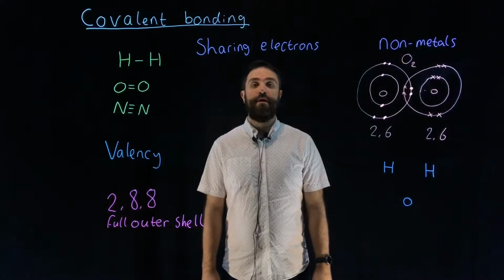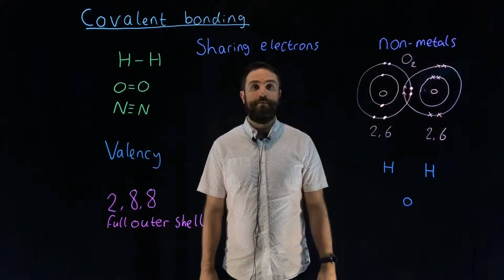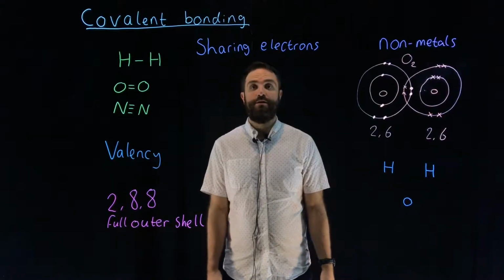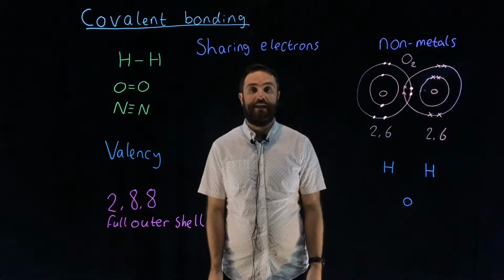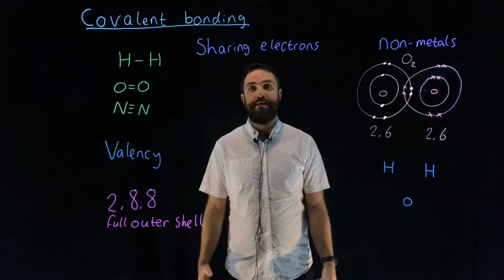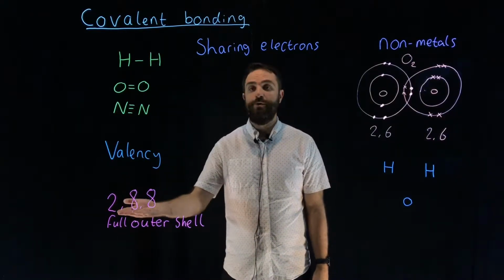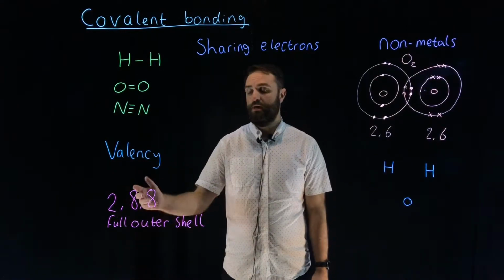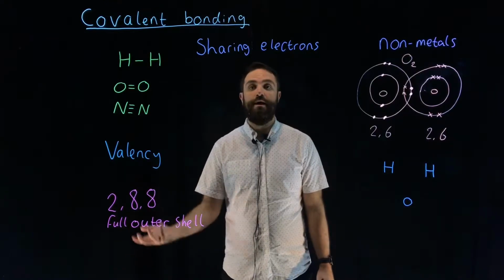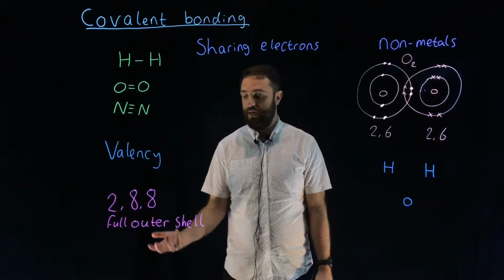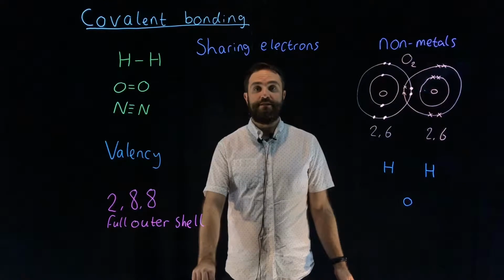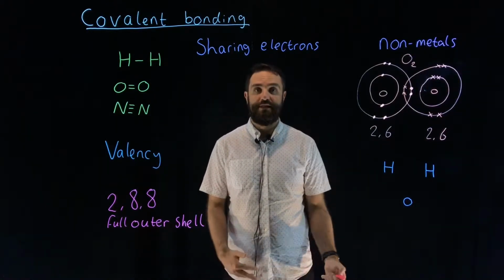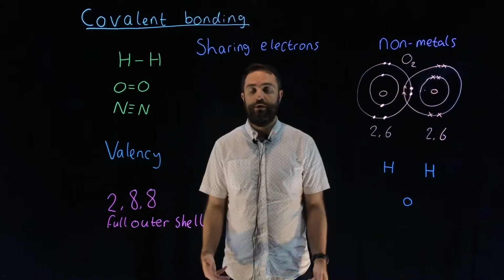Covalent bonding. Whenever an atom forms a compound, its goal is to get a full, stable outer shell of electrons. And as we know, that means it follows the pattern of 2, 8, 8. 2 electrons in the first shell means it's full, 8 in the second shell, that's full, 8 in the third shell. In order to do this, they've got a few different options. They can form an ion, which involves gaining or losing electrons, which is great.